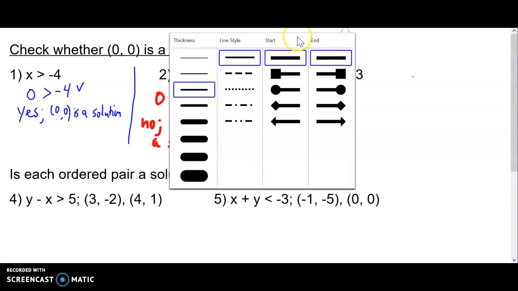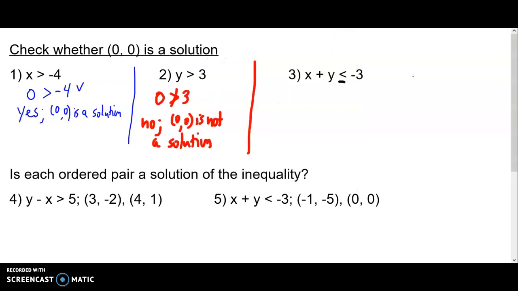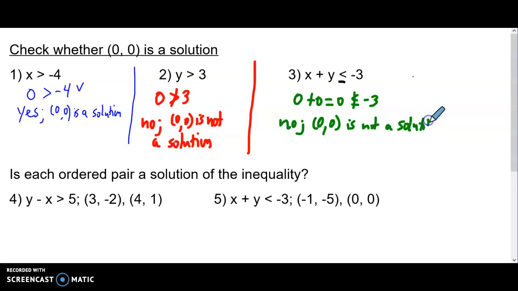Let me go to number 3 and fix my lines here. All right, number 3, same ordered pair, so 0 plus 0, which is equal to 0. And this is telling me that 0 is less than or equal to -3, which is false, because 0 cannot be less than a negative number. False. So no, which means (0, 0) is not a solution to my inequality. So as soon as they're asking you to check if a specific ordered pair works or not, in your head you're thinking substitution. That's what you should be doing.